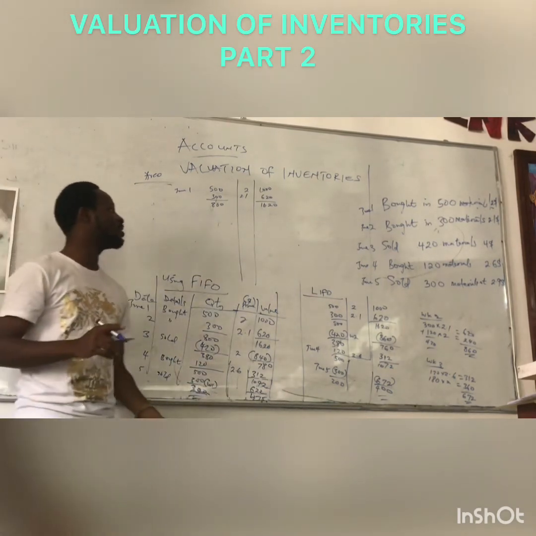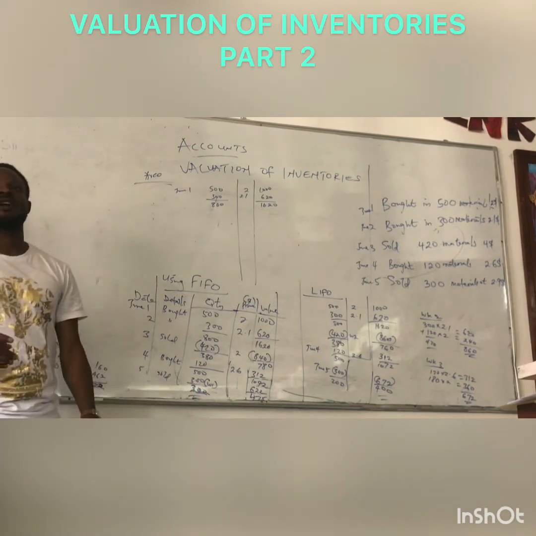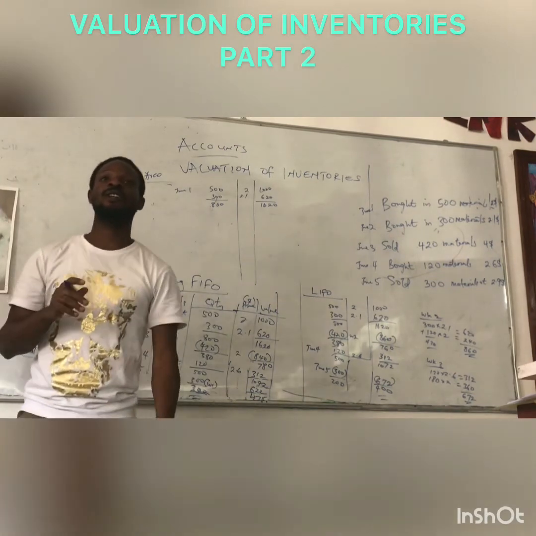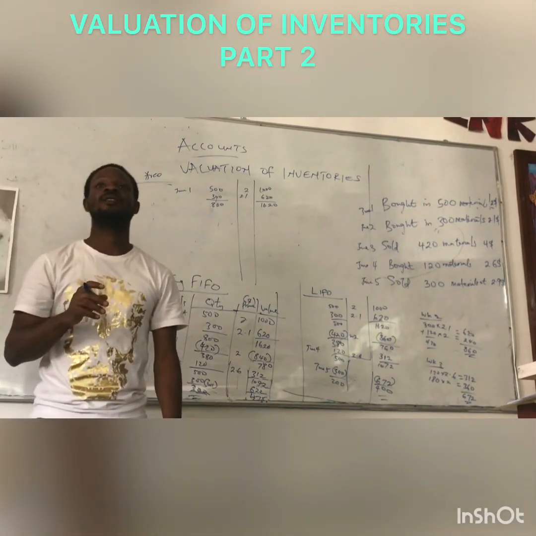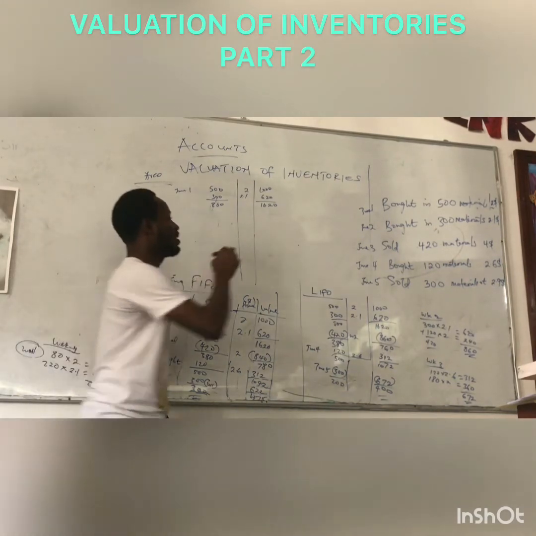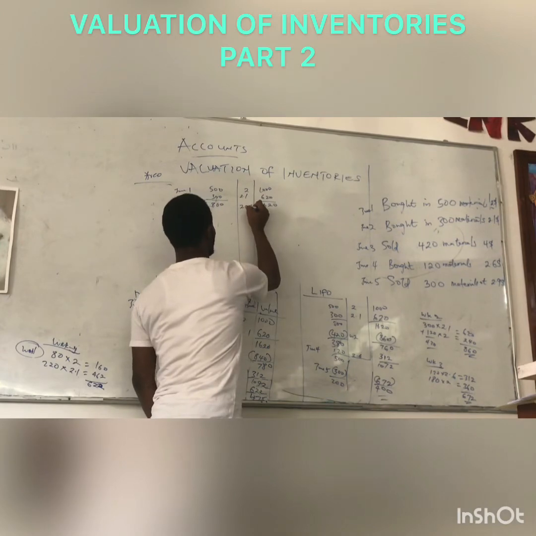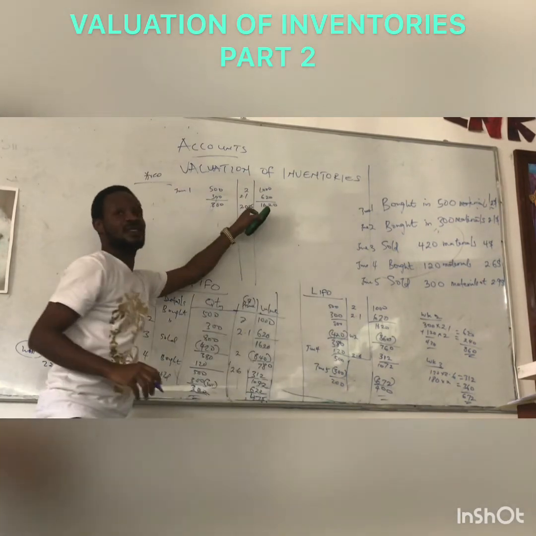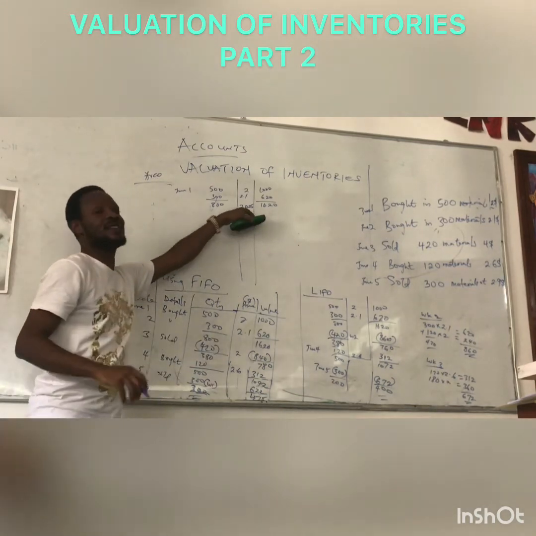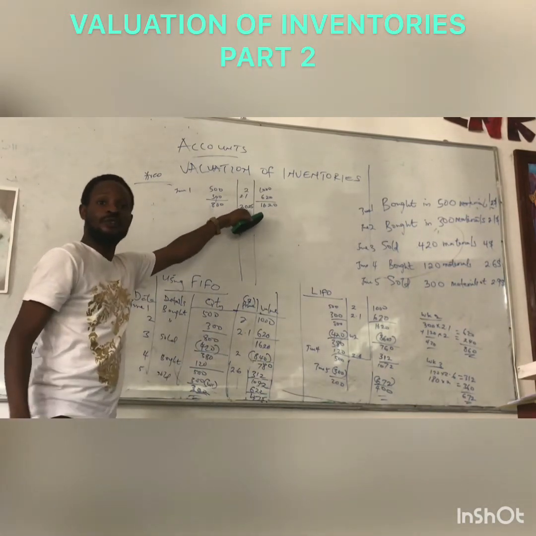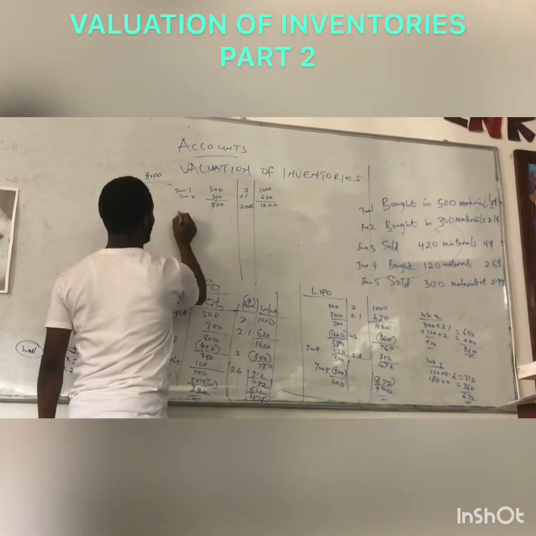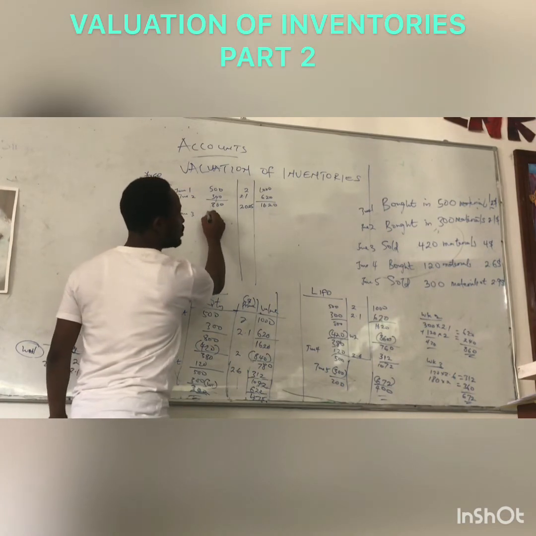1620 divided by 800 gives 2.025, which is the average price here. That means if goods are sold at this point, this is the price to be sold at. And on June 3, this is June 2. On June 3, goods were sold.